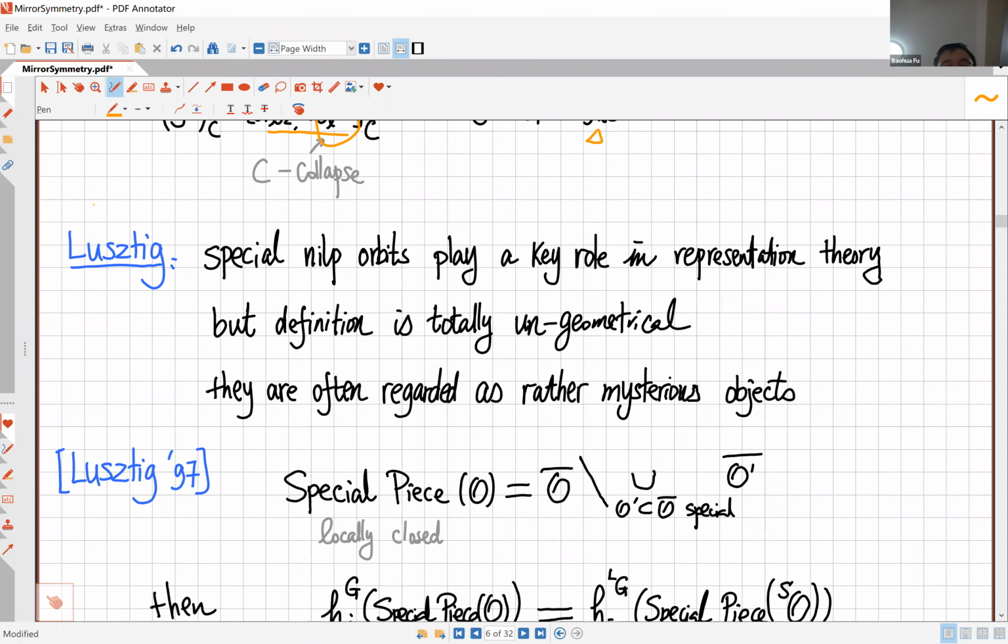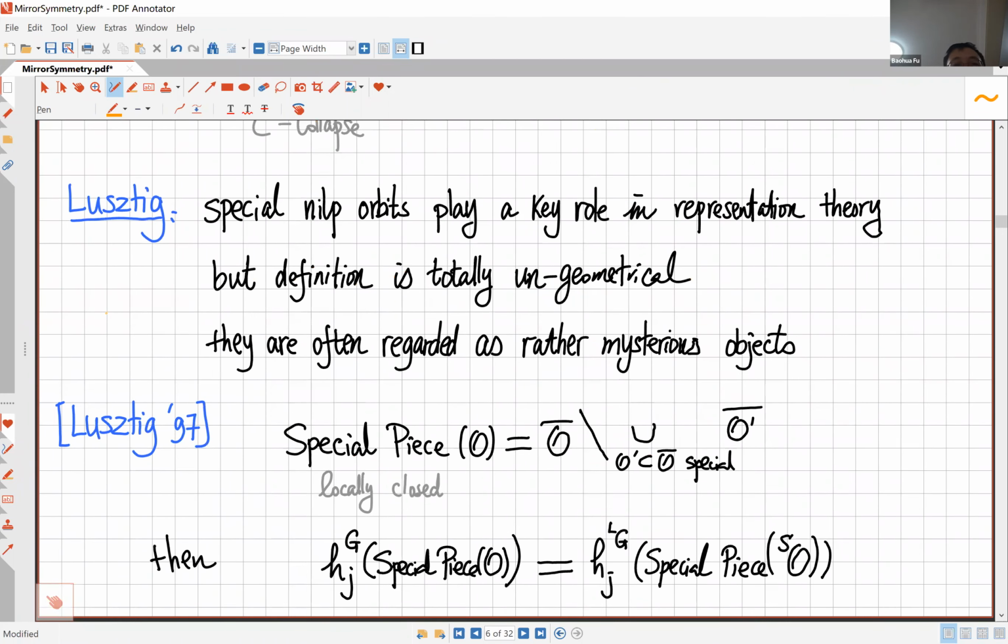So in the paper of Lusztig, in fact, he studied these special nilpotent orbits, and he said they play a key role in representation theory. But the definition is totally ungeometric. They are often regarded as rather mysterious objects. So this is why we would like to have more understanding of the geometry of these special nilpotent orbits.